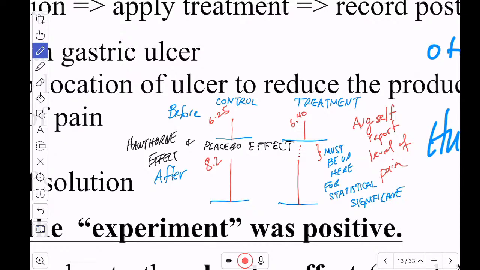Now, this is just a sketch. But the idea is at some point up here, we will attribute statistical significance. How far up? Well, by the end of the course, we'll talk about how to measure that. But it has to at least exceed this amount. Okay.